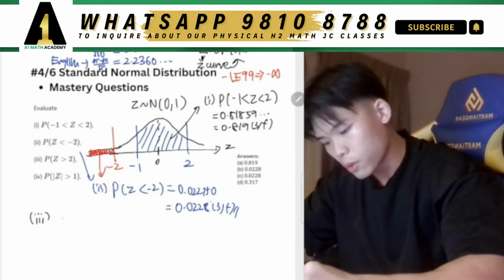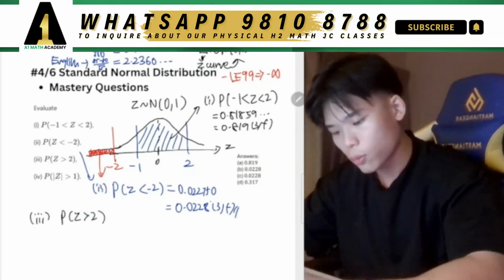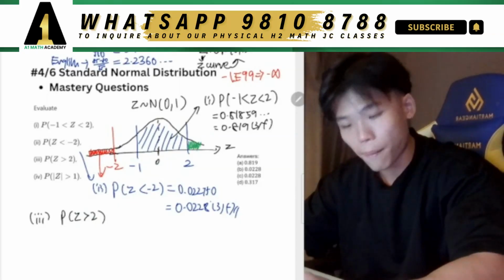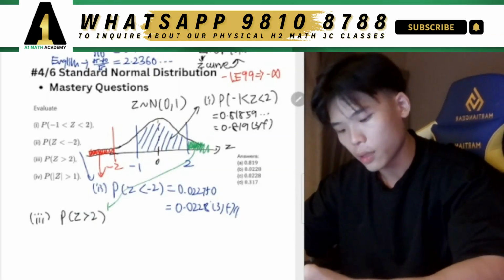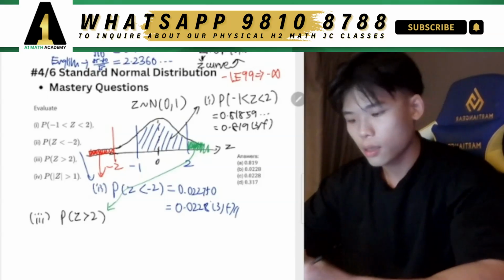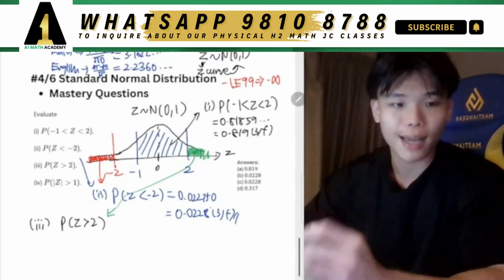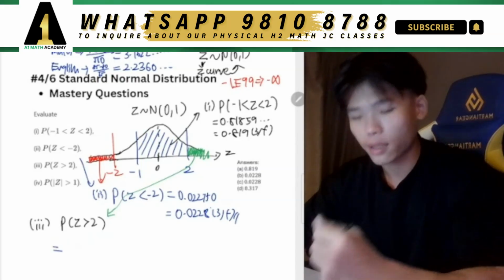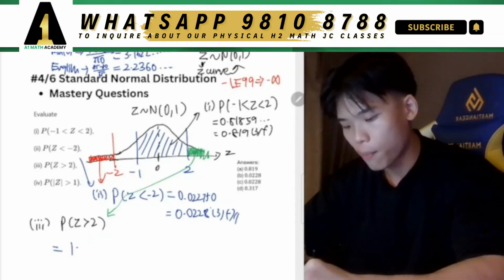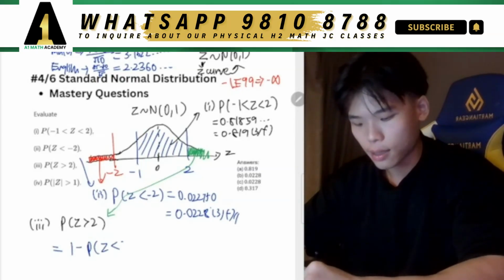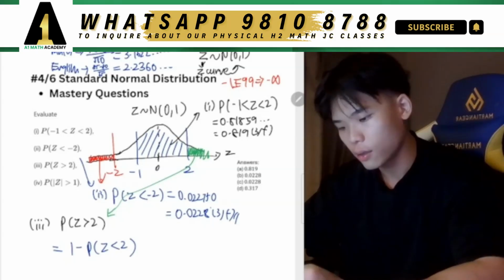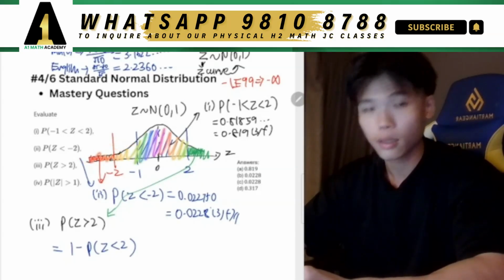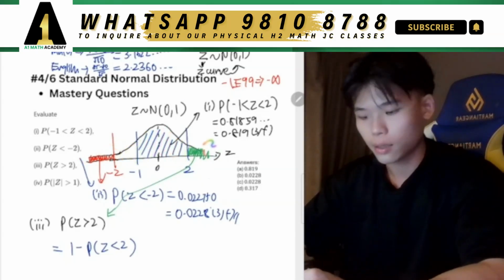Now, triple I would be P, Z is bigger than 2. So the probability of Z is bigger than 2, on the graph, would be this area, right? Bigger than 2. So this is the whole area that we're trying to find. But again, remember our calculator cannot calculate things that are above, it can only calculate things that are below. So what we can do is find the complement of it, which is 1 minus P, Z lesser than 2. So we effectively take the whole thing, then we minus away everything below here, and then we are able to find this, which is the complement.